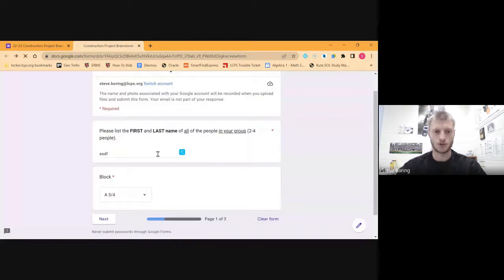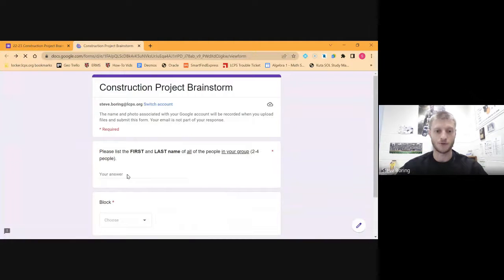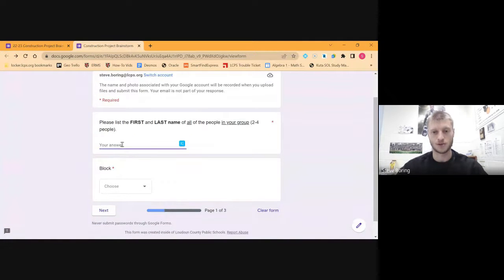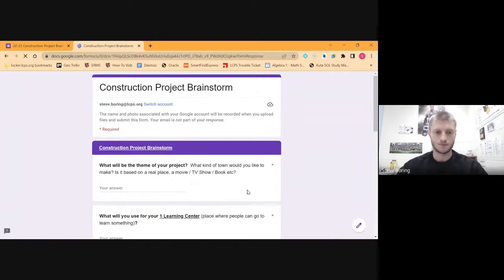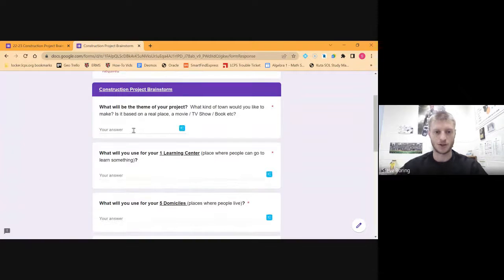So what you're going to do is you're going to put the first and last name for everybody in your group. So remember, this is 2 to 4 people. So first and last name. You're going to choose your block. You're going to click next. You're going to tell me what's your theme. So I'm going to put something random in here so we can see the next slide.